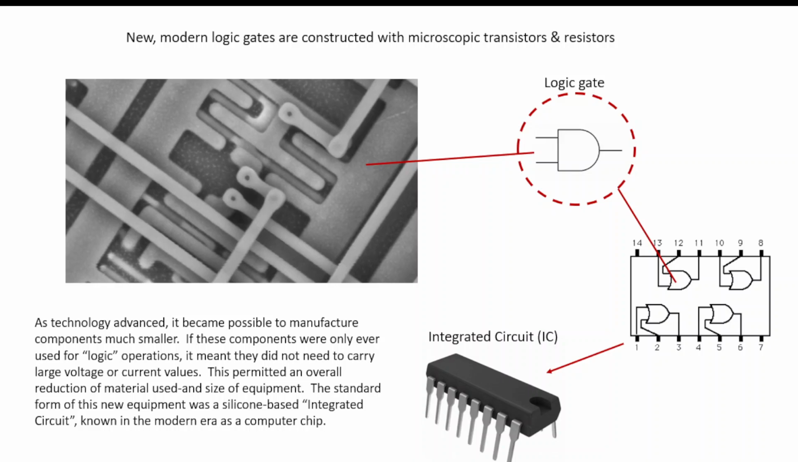So, as technology advanced, it became possible to manufacture components much smaller. If these components were only ever used for logic operations, it meant they didn't need to carry large voltage or current values, and this permitted an overall reduction of material used and the size of the equipment. The standard form of this new equipment was a silicon-based integrated circuit, known in the modern era as a computer chip.